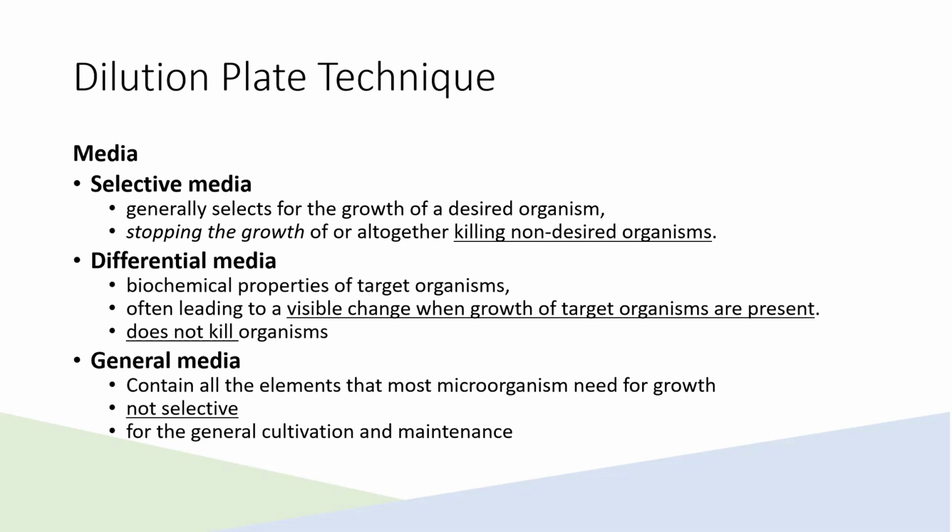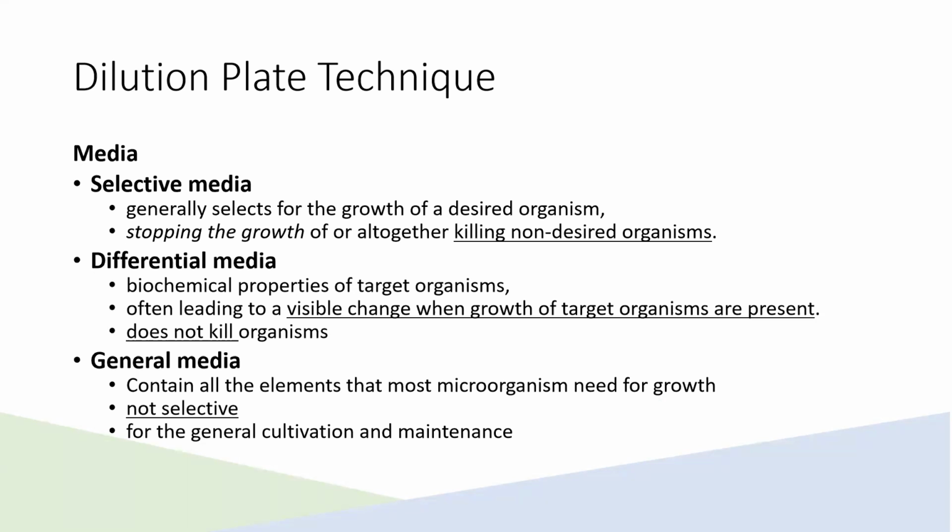Second is differential media. Differential media will not kill other organisms, but the target organism will show unique colors, like very red or very yellow. It indicates that it is the target of our detection. But the other organisms can still grow, just a normal growth. But the target will make a visible change in growth, like the color or other changes.